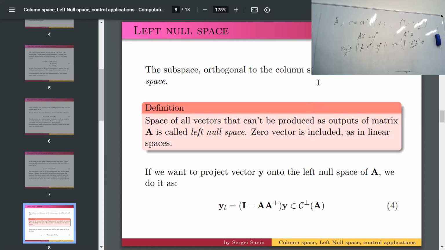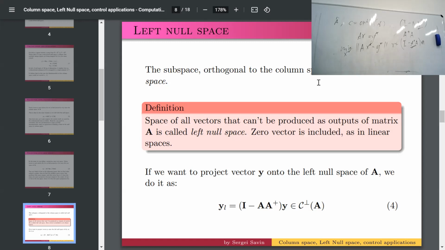Let's go next. Left null space. A left null space is everything that is not column space, just the orthogonal complement of the column space. It is all vectors that cannot be produced as outputs of A. Again, I don't like this definition, because it's supposed to be the smallest norm vectors that cannot be produced by A, and then it becomes very garbled. So I think the best definition would be: the left null space is the orthogonal complement to the column space. That would be cleanest. The projector to it, as you can see, is expression number 4.